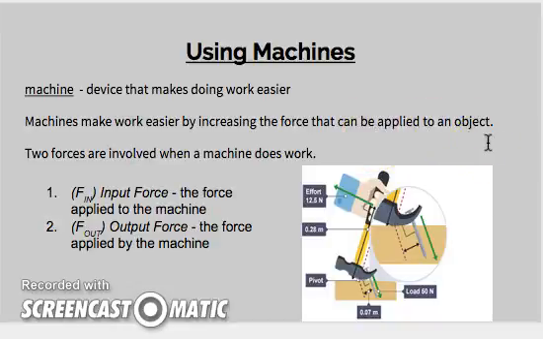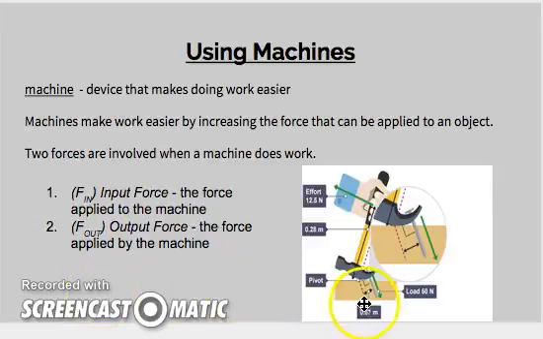Here's how this works. There are two forces involved when a machine does work. We have the input force, that's the force that we put into the machine, or the force applied to the machine. In this little picture here, it's the effort force. And we have the output force, which is the force applied by the machine. I like to remember this as Fin and Fout. That's just the one thing that works for me.